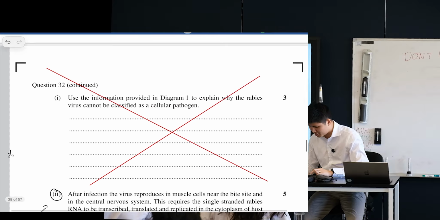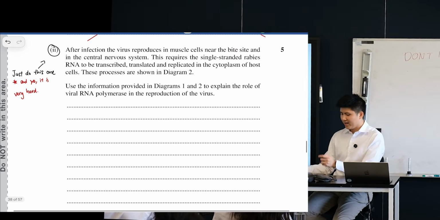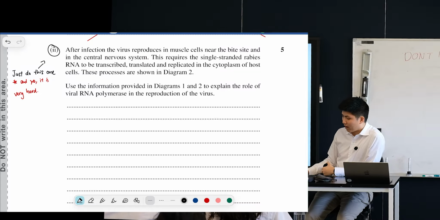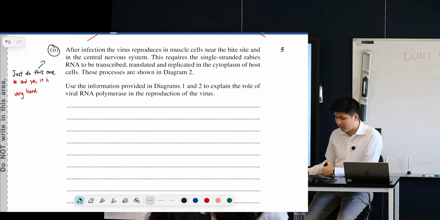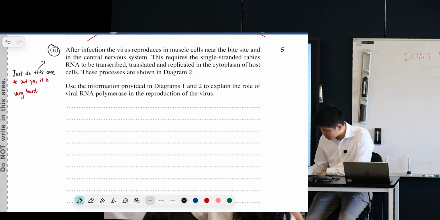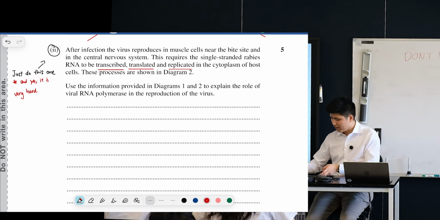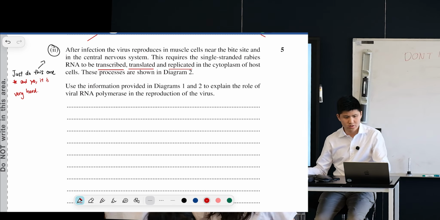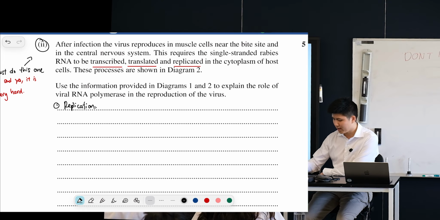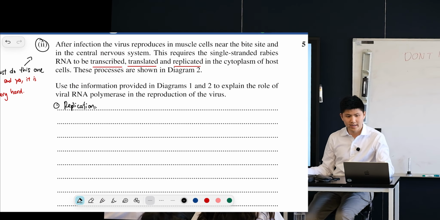So part of the question, well, it's 5 marks. Yeah, and I did say it was very hard. So we have to explain the role of RNA polymerase in the reproduction of the virus. So we have to talk about all 3 processes of transcription, translation, and replication. So that's here, so what I'll do is I'll just chunk it for us, kind of. Replication first, so I need to refer to my diagram here.